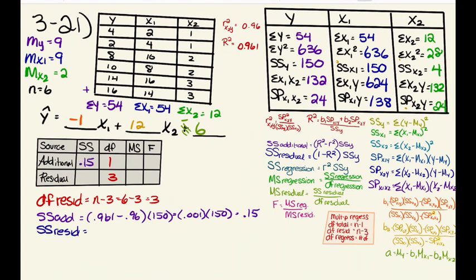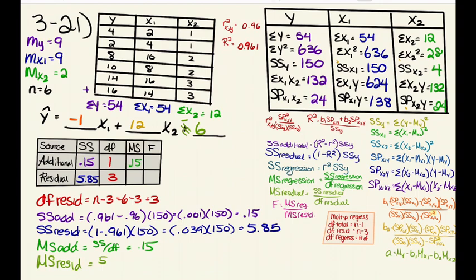For our SS residual, we'll take 1 and then subtract the percentage of variance accounted for with the multiple regression, so our capital R squared, and then multiply it by SSY. Our mean squares will be the sum of squares divided by degrees of freedom, and our F value will be our mean square additional divided by our mean square residual.